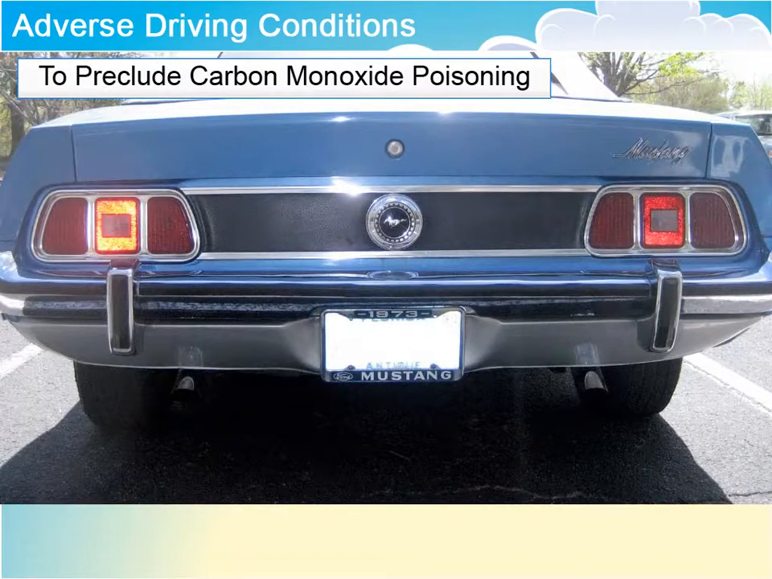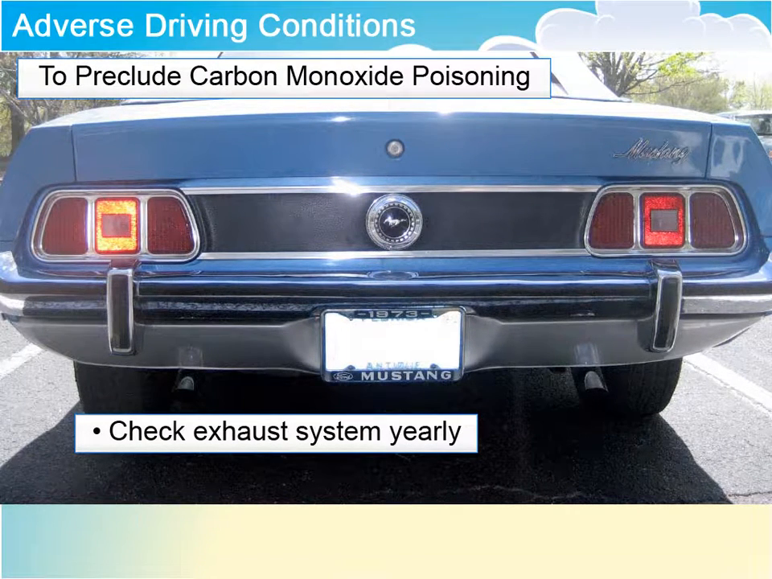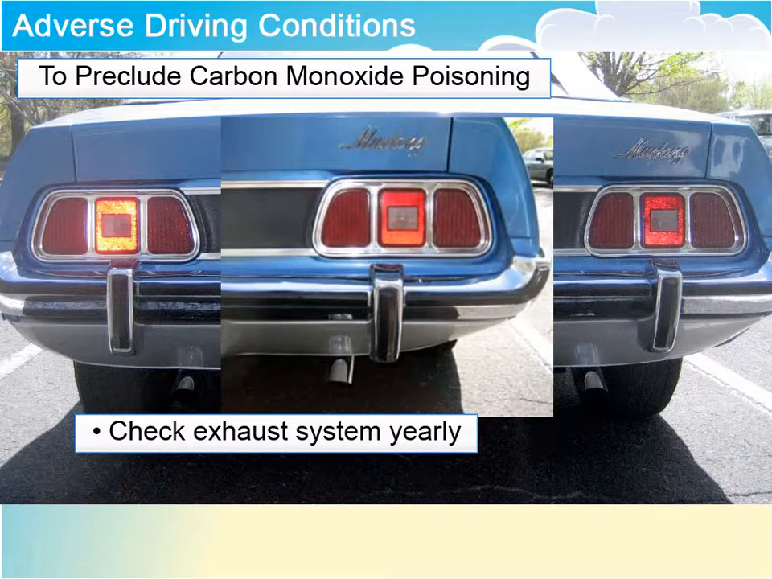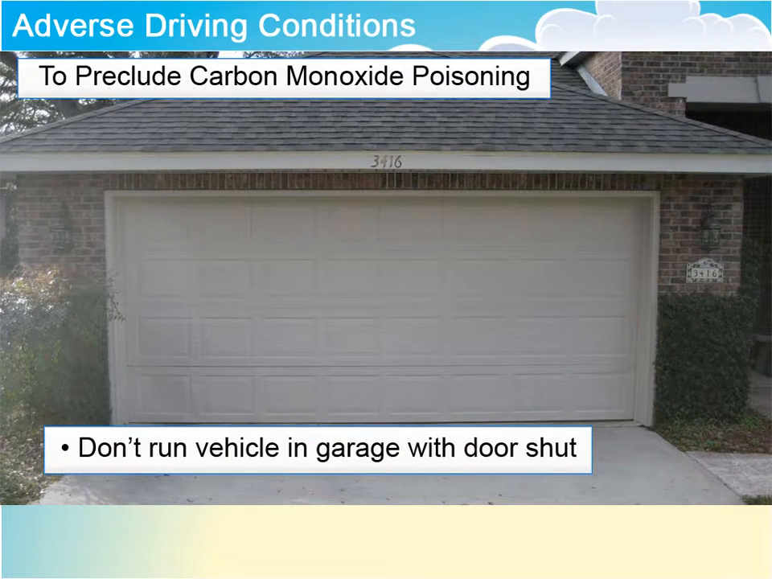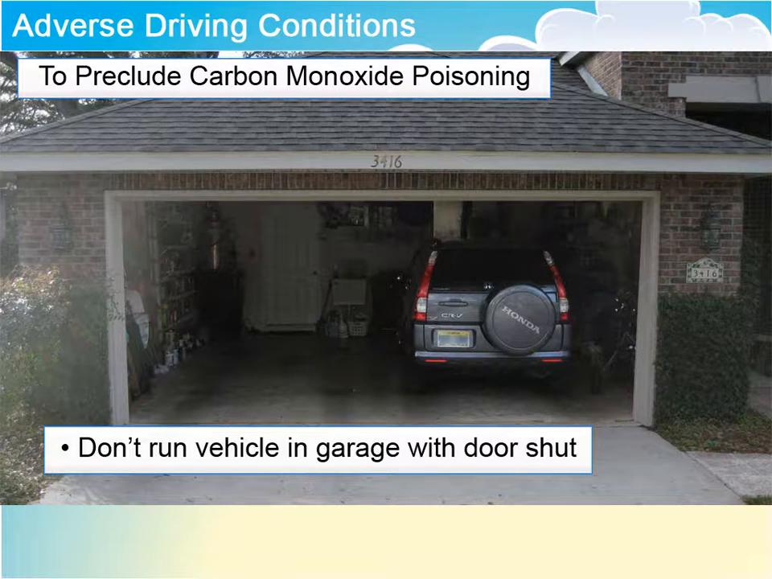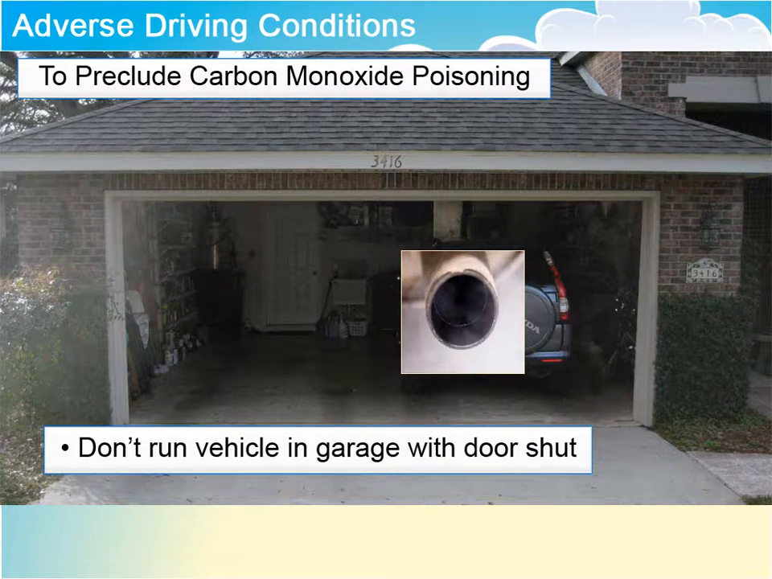To preclude carbon monoxide poisoning from your vehicle, follow these guidelines. Have a mechanic check the exhaust system of your vehicle at least once a year. A small leak in your vehicle's exhaust system can lead to buildup of CO inside the car. Do not run a car or truck in the garage with the garage door shut. CO can build up quickly while your car or truck is running in a closed garage.